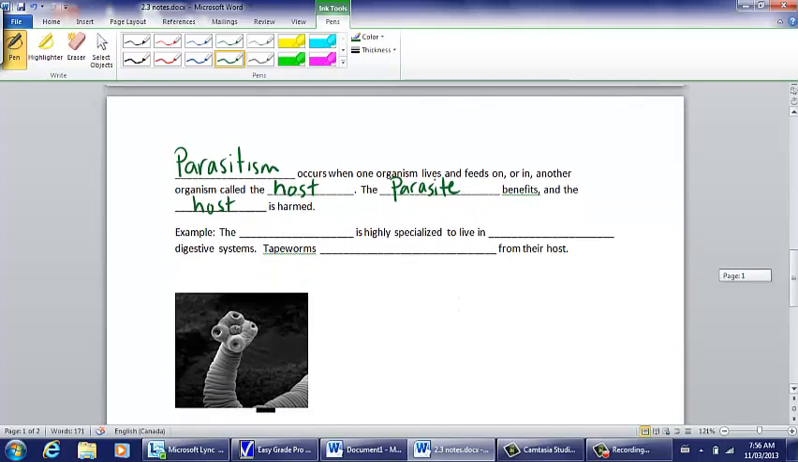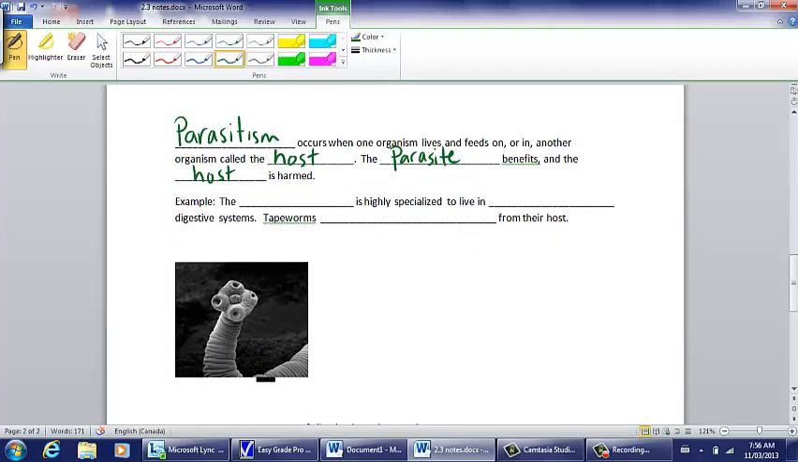An example of a parasite you may have heard of before is the tapeworm. The tapeworm is highly specialized to live in mammalian digestive systems. So the digestive system of mammals. And tapeworms live in the digestive system and absorb nutrients from their hosts. So they're stealing your food.